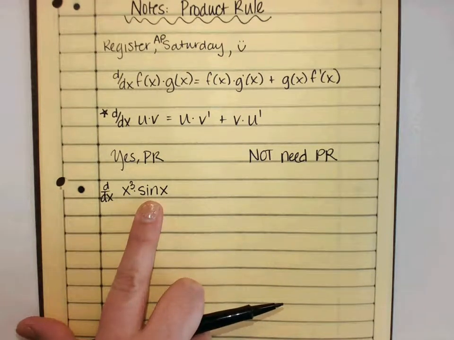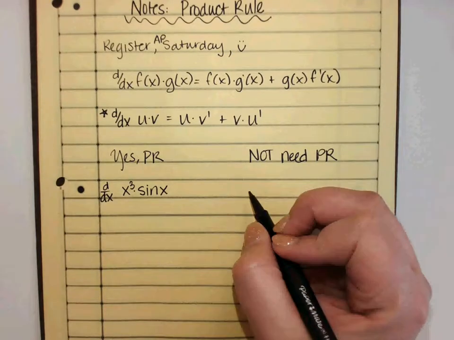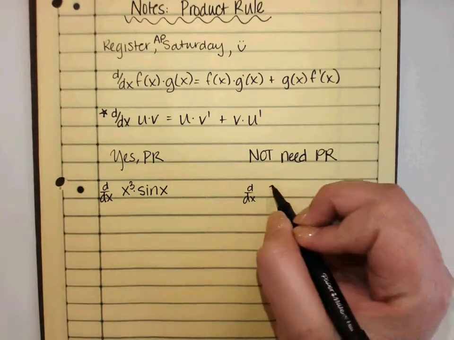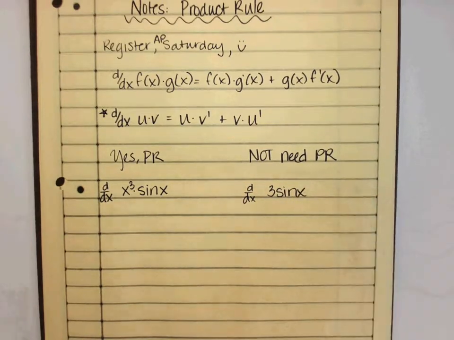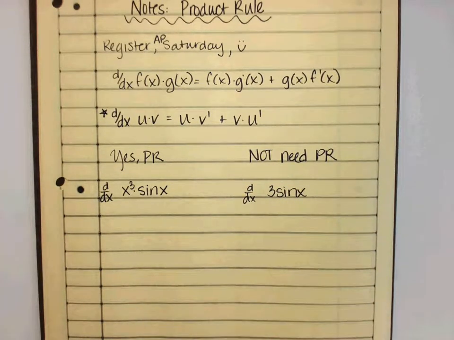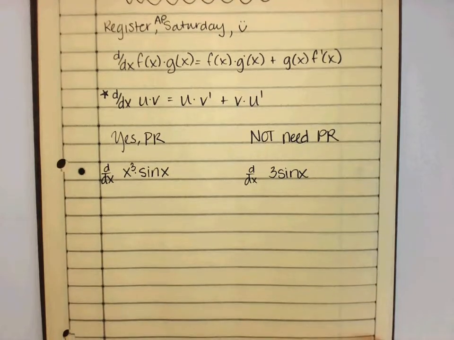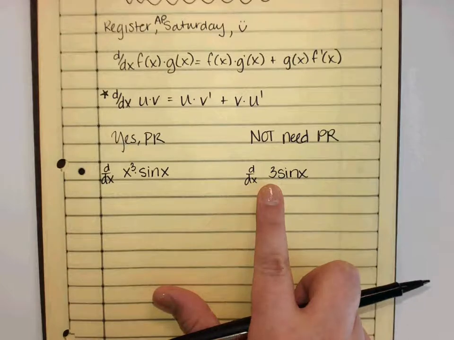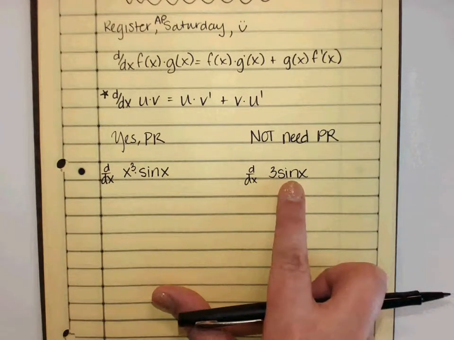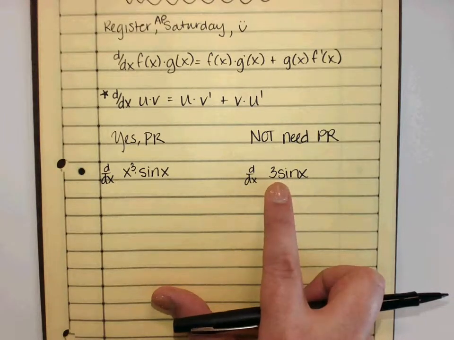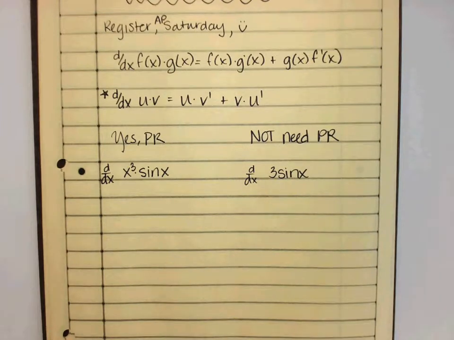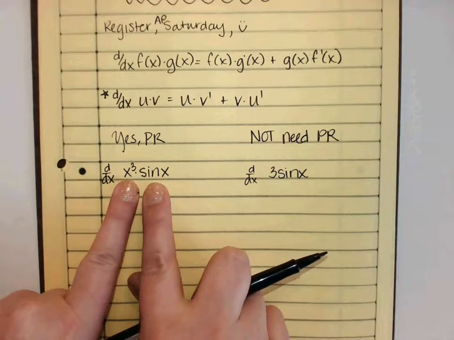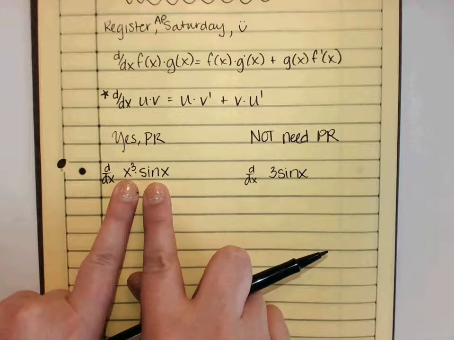You would not need product rule if it was the derivative of 3 sine x. Now, here's the difference. 3 times sine x is still a product, but 3 is just a coefficient. So on its own, it's not really a function. So if it's just a number in front, no product rule for that. What's the derivative of 3 sine x? 3 cosine x. No product rule. But if it's two things multiplied together where they're both functions, you need product rule for that.